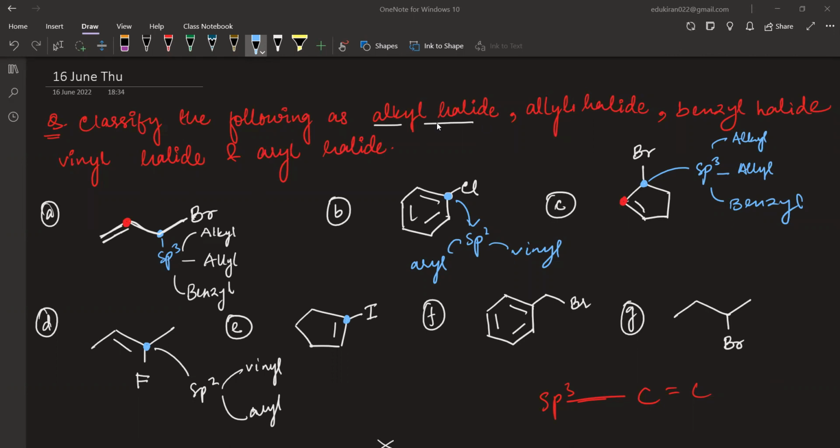First, again, same thing you have to do with first. Look, never try to answer. Please keep this in your mind. Write it in your head. Please never try to answer directly alkyl, allyl, benzyl, vinyl, or aryl. First of all, identify whether this carbon is sp2 or sp3. Only then will you identify whether it is alkyl, allyl, benzyl, aryl, or vinyl. Never try to estimate or guess whether it is alkyl, allyl, or benzyl.